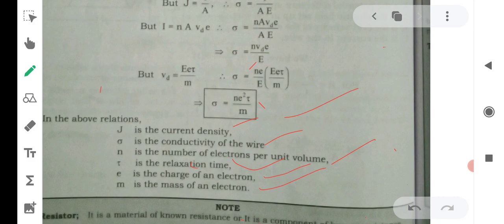Students, I think you are clear about both the derivations. We will discuss the next topic in tomorrow's video.